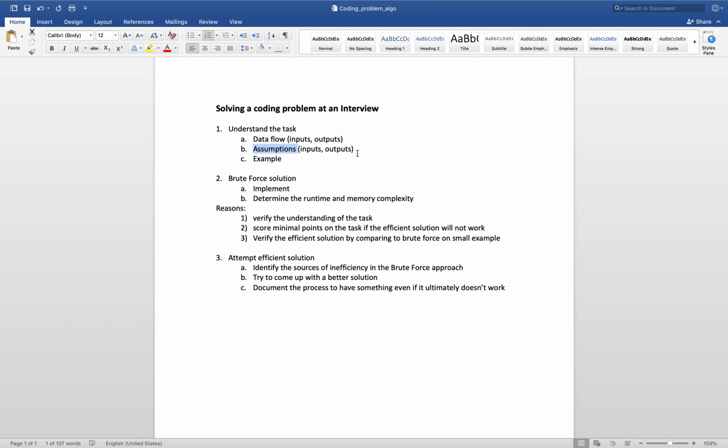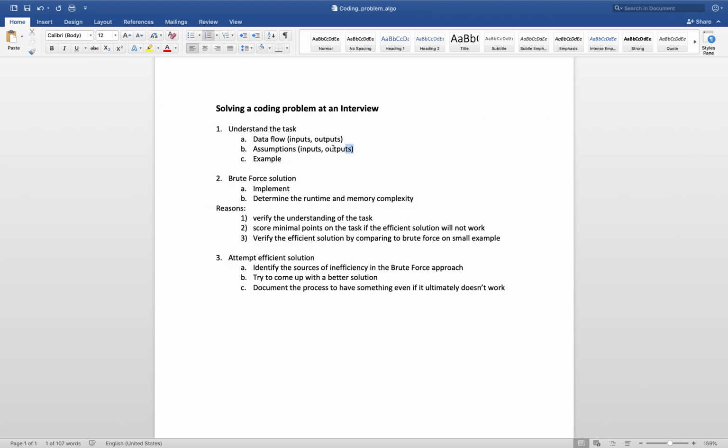So after understanding the data flow, you need to understand the assumptions about your inputs and outputs. So why must a particular output be produced? What specifics can you tell about your inputs? What is the type of your input? What is the possible value range of this input type? Will it come, for example, for an array, in a sorted order or not? So any of those details come as assumptions.